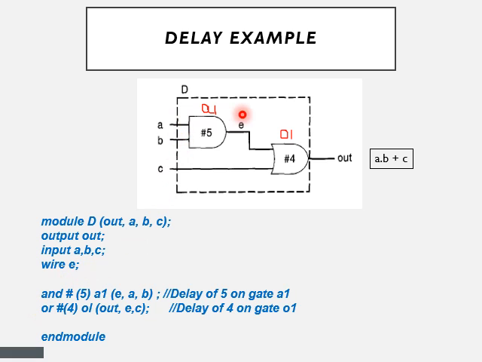Now it's gate level modeling, that is AND. The instance label I have given as A1 for the AND gate, the output is E, and the two inputs are A and B. So this is known to you. The only additional thing here is hash 5, so we have included the delay in the program. Likewise, for the OR gate, O1 is the instance label, out, E, comma, C are the output and inputs, and here we have specified the delay of the OR gate as 4, so hash 4. Remember, here we are not specifying whether it is a minimum, typical or maximum delay. Only one delay is given, so it is the same for all the values.